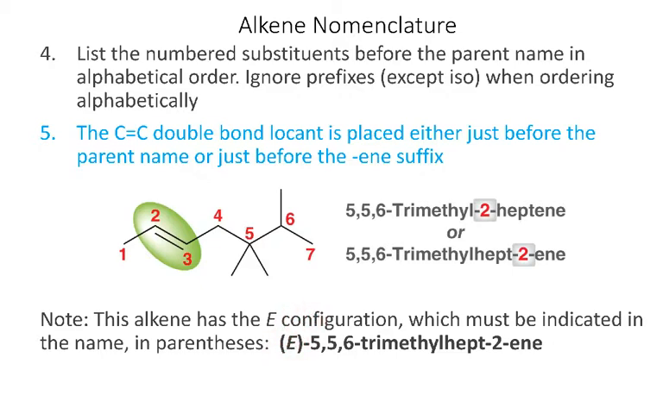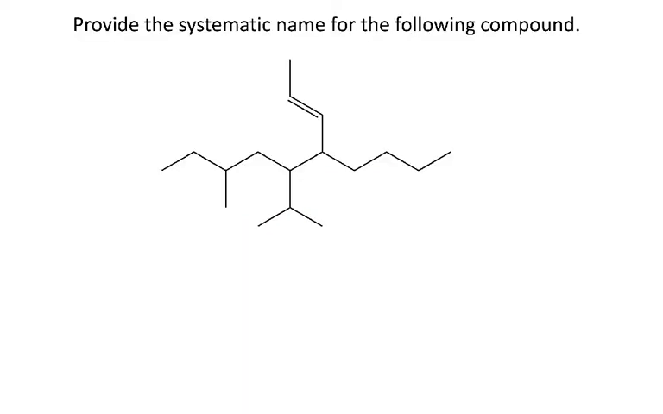So let's look at a couple examples. In this case, the first thing we want to do is figure out what our parent chain is. The longest chain I can make is 1, 2, 3, 4, 5, 6, 7, 8, 9, 10. But that doesn't include the carbon-carbon double bond. So the longest chain with the carbon-carbon double bond would be 1, 2, 3, 4, then we can go 5, 6, 7, 8, or 1, 2, 3, 4, 5, 6, 7, 8, 9. I think this is going to be the longest chain that we can make, with 9 carbons.